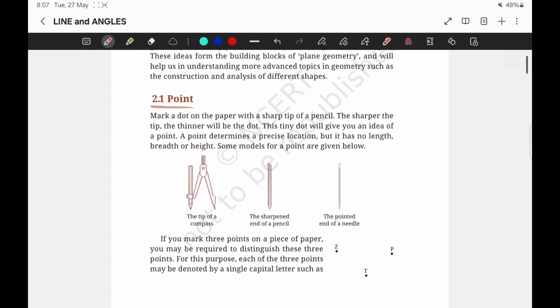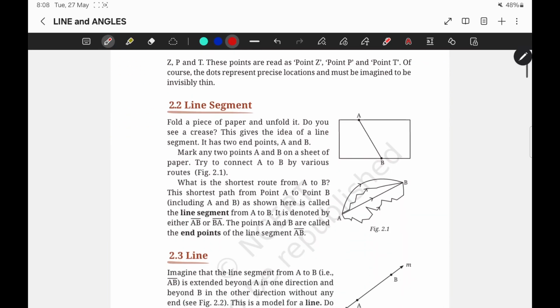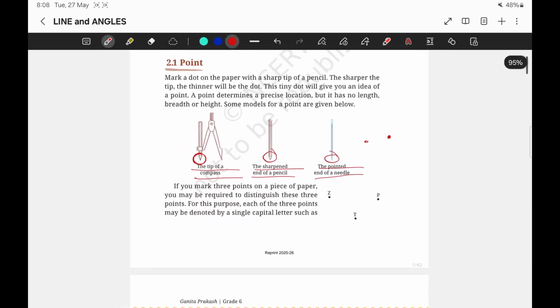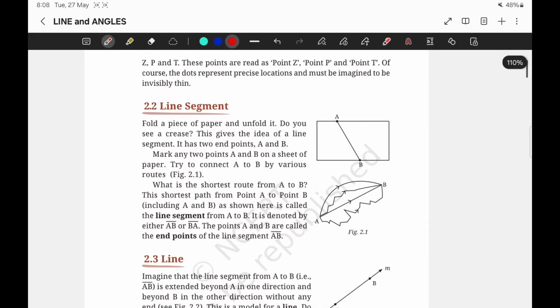A point is nothing but a dot that is put by the tip of a pen. If we take a compass, the point is made by the tip of the pencil. A tip is nothing but a sharp object, a sharp thing like a pen, pencil or needle. The examples are already mentioned. So this is the point concept. Nothing more is needed for this concept.